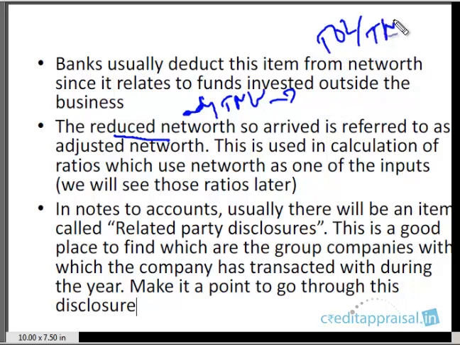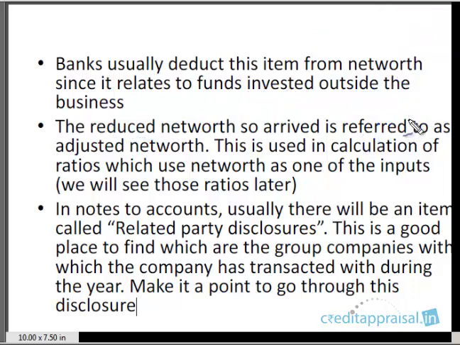We have a ratio which we're going to discuss later, TOL by TNW. Here, instead of taking the regular TNW, we now take adjusted TNW. Exposure norm, right? Maybe 5 times net worth. Now we'll take this adjusted net worth. So wherever we need to calculate a ratio for which net worth is required, we'll now take the adjusted net worth. Okay.